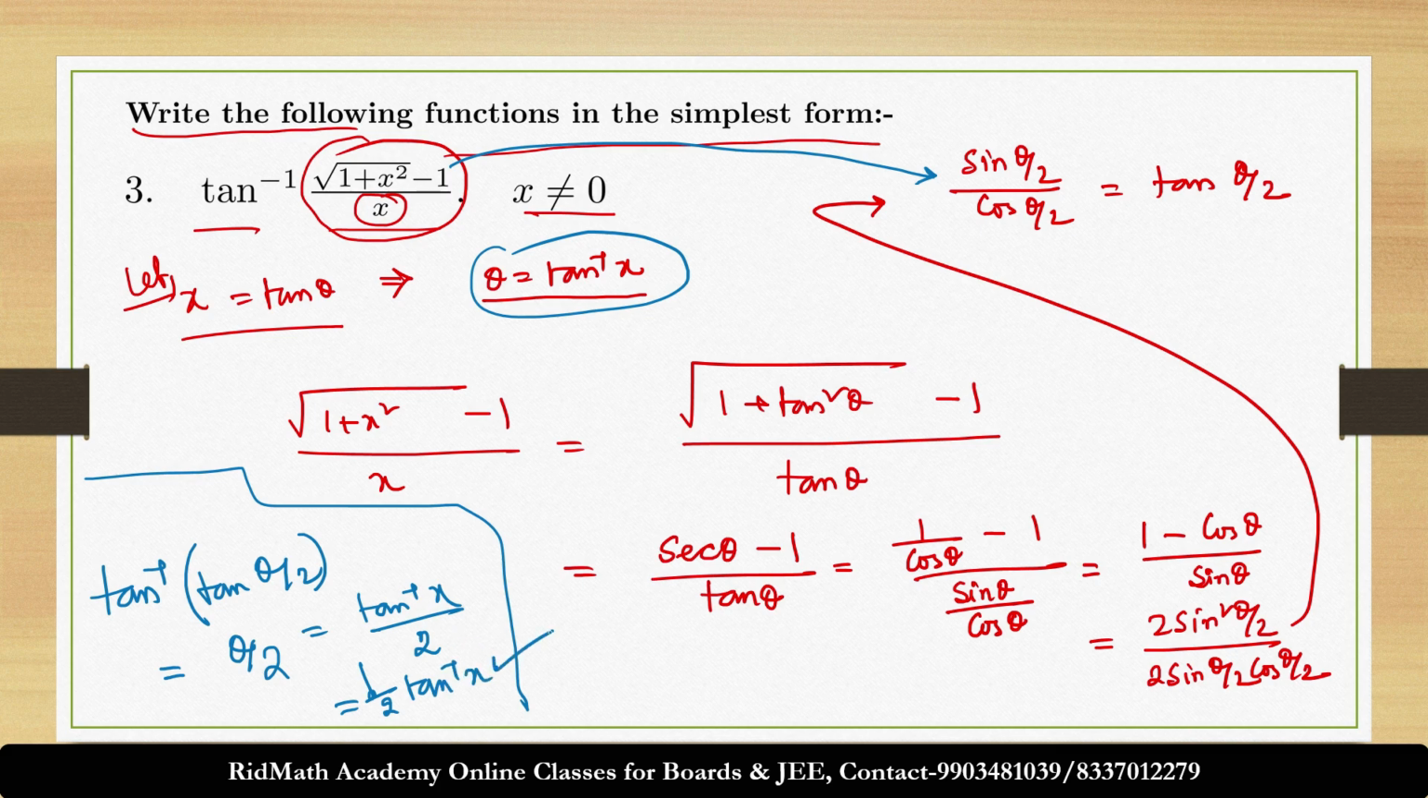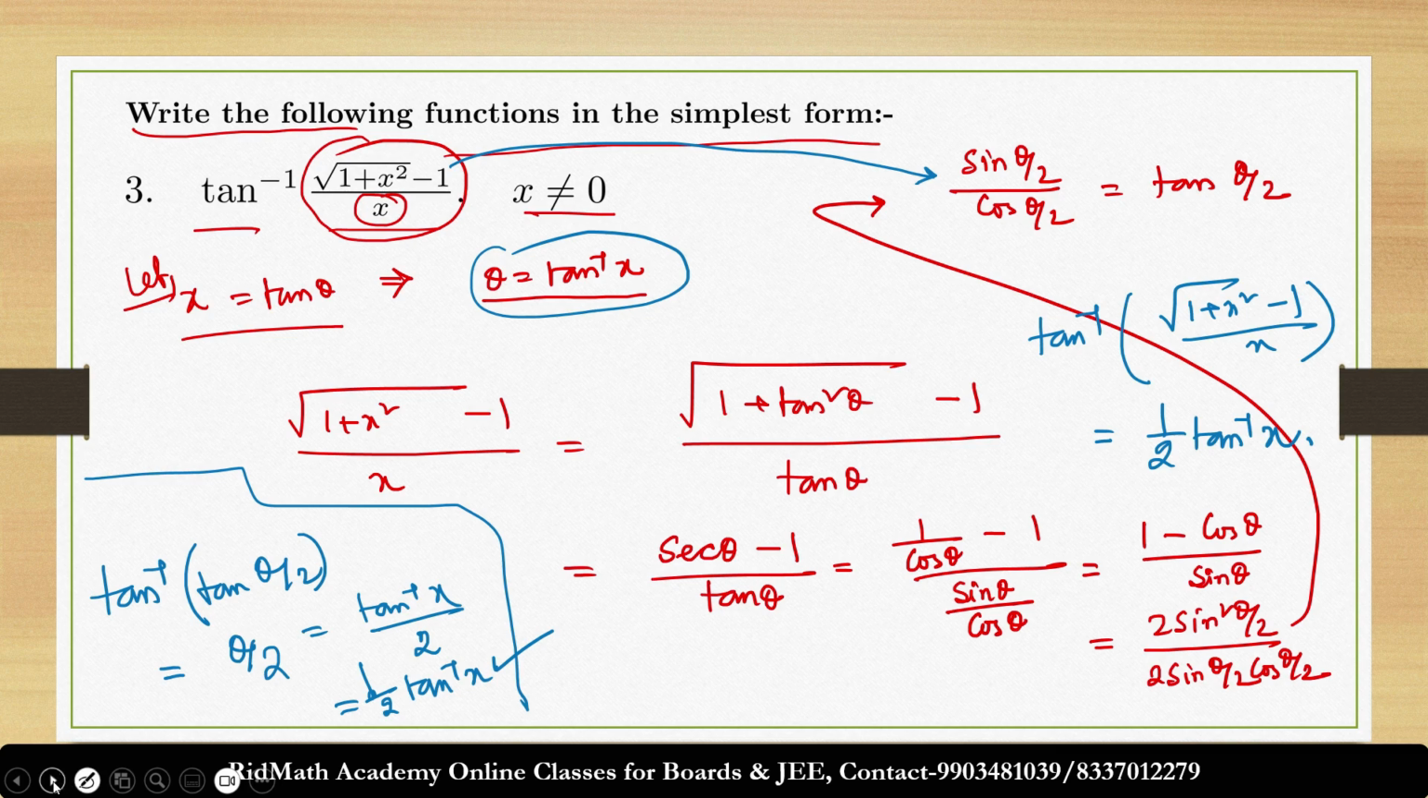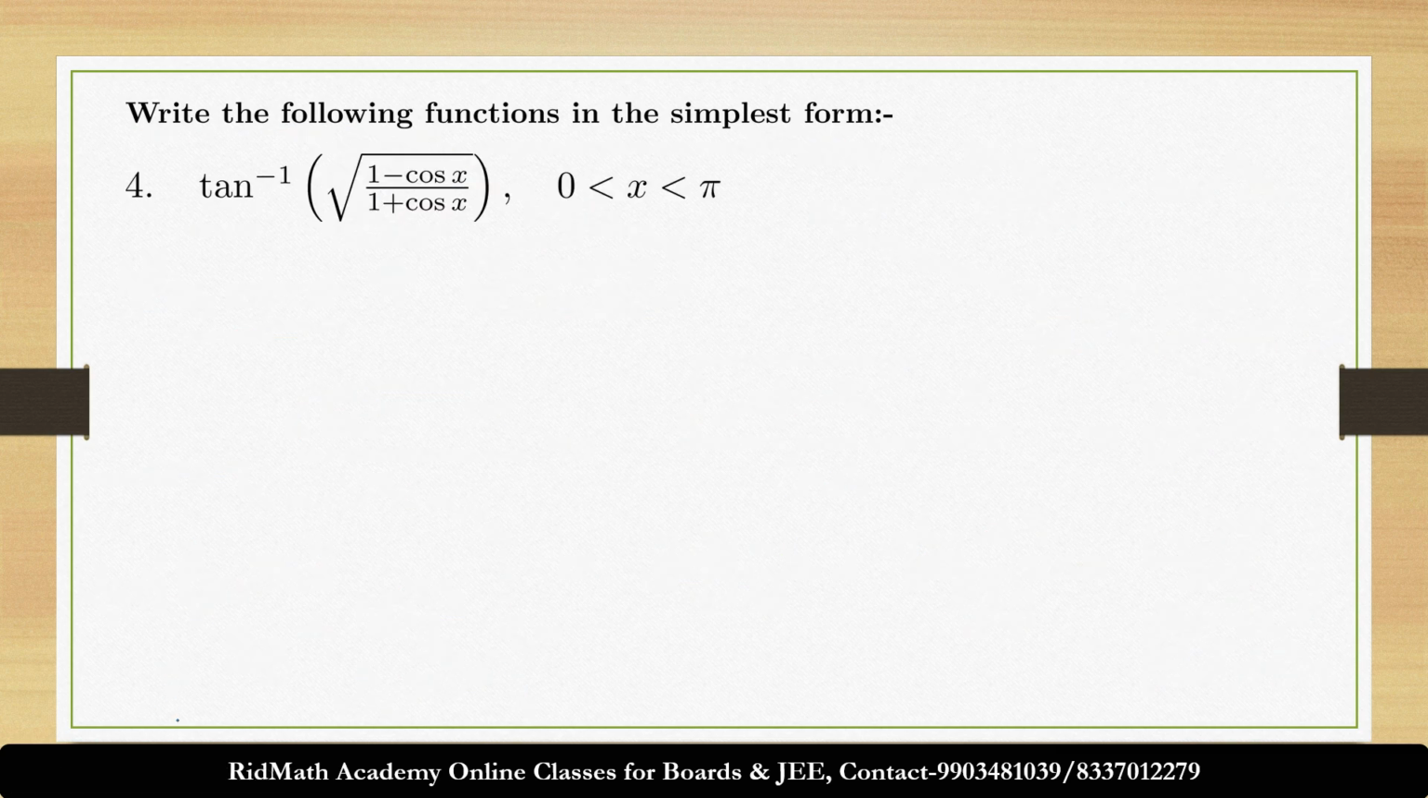This is the simplest form. So I am writing here tan inverse of root over 1 plus x square minus 1 divided by x is equal to half tan inverse x. Okay. Hope you understand. Next problem.